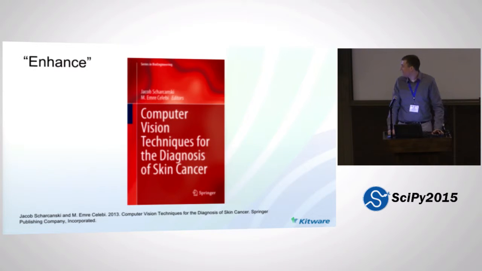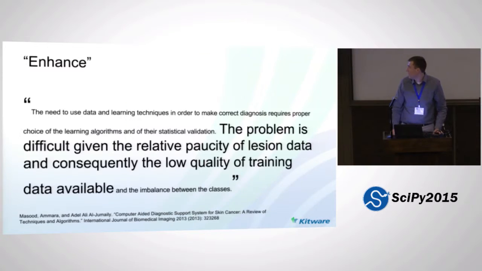There actually have been attempts to apply computer vision algorithms to the detection of melanoma. There's several books written on it. But one particular issue, as quoted here, is that the problem is very difficult given the relative paucity of lesion data and consequently the low quality of training data available. So there aren't very many good images out there for computer vision researchers to train on, and there's also definitely almost a complete absence of ground truth information showing actually where the lesion is, what particular visible features correlate to, say, some clinical outcome or clinical facts.